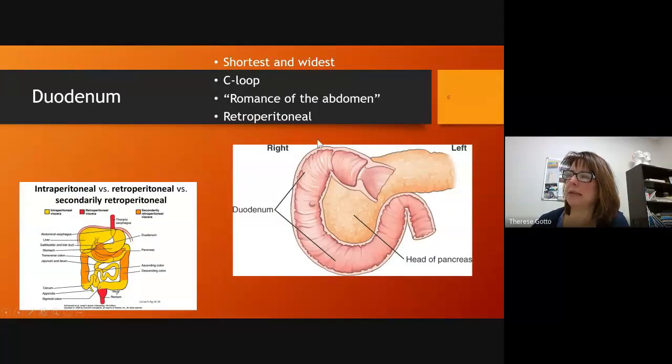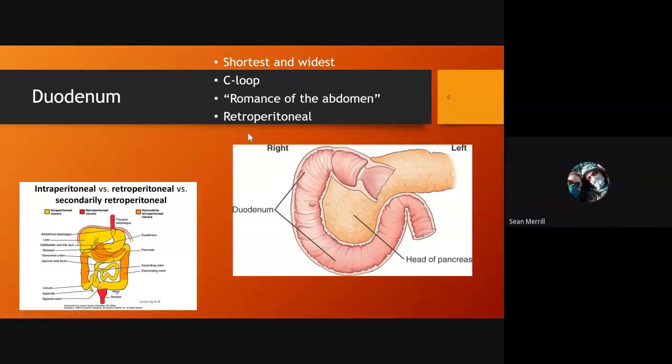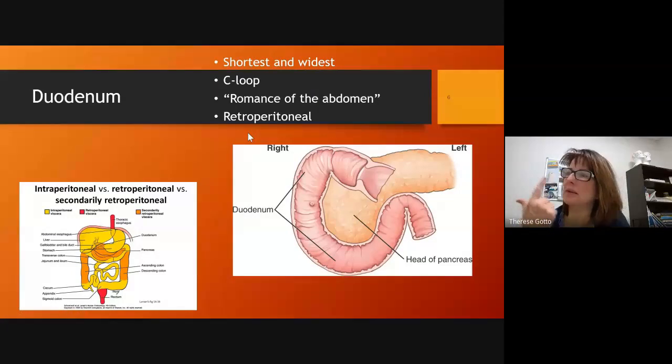It's in the shape of a C. It's called the romance of the abdomen because it's hugging the pancreas. The duodenum is retroperitoneal. So what other organs were retroperitoneal? You guys remember? Kidneys. Kidneys and what else? Hint, the duodenum hugs it.